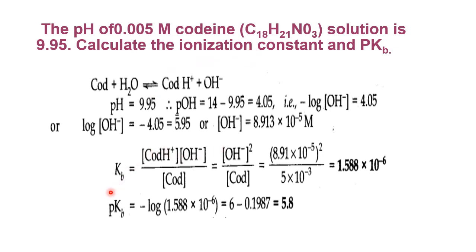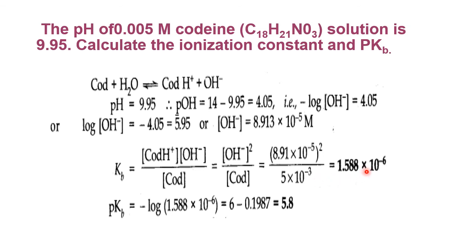Now Kb equal to what? Kb equal to product by the reactant. Here codeine is in solid state, its concentration will not change that much, so it is omitted. So Kb equal to OH minus square by codeine. OH minus is 8.91 into 10 to the power minus 5, squared, here it is. By codeine, which is 5 into 10 to the power minus 3 in the numerical. So after simplification, we get 1.588 into 10 to the power minus 6.